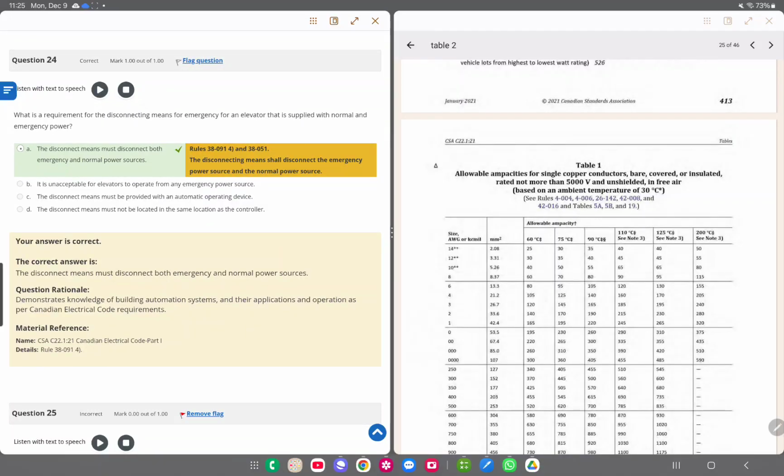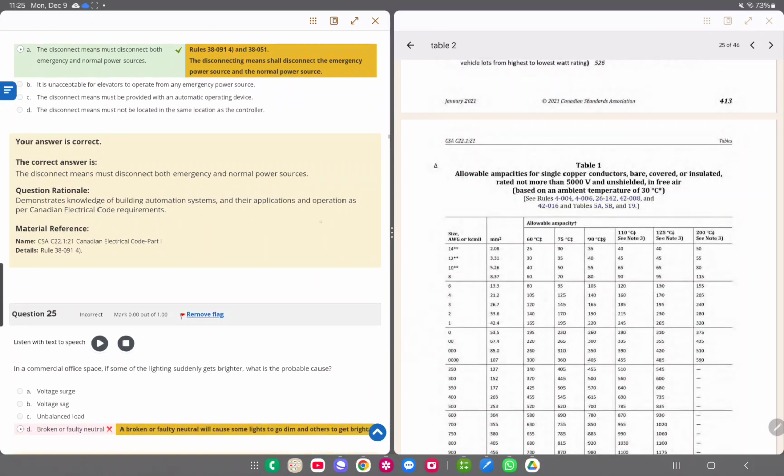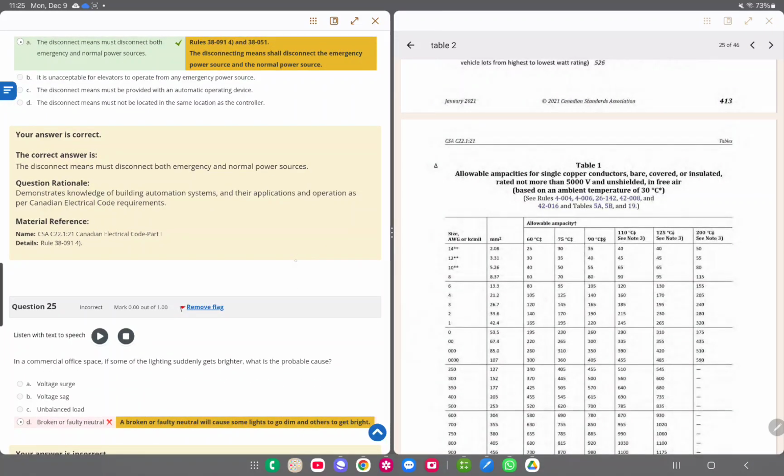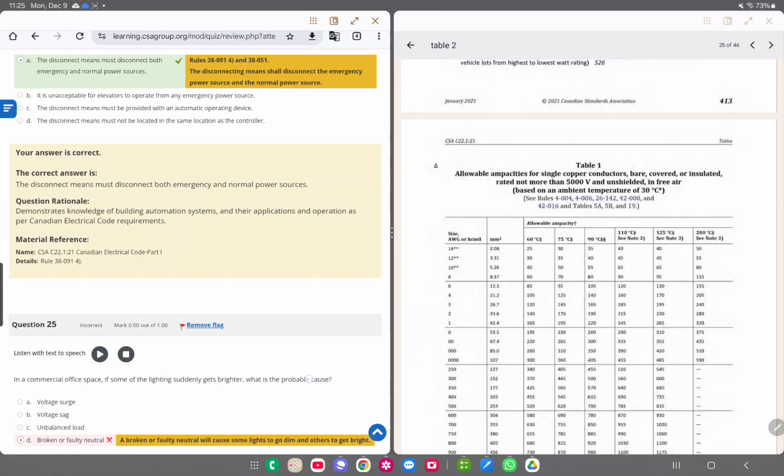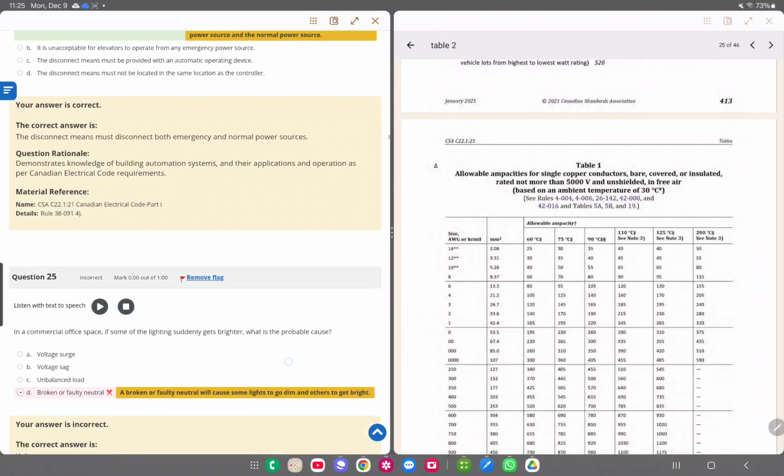What is the requirement for the disconnecting means for emergency for an elevator that is supplied with normal and emergency power? The disconnecting means must disconnect emergency and normal power sources. That's rule 38-091 or 38-051 at the back of 38.